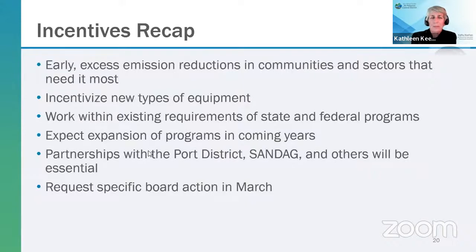So to recap and summarize, the district uses incentives to achieve early excess emission reductions in places where they're most needed. The programs incentivize the transition to new technologies like zero emission equipment. The programs must work within the timelines and guidelines provided by our state and federal funding partners. We expect opportunities for incentives to grow, given the state's emphasis on transitioning to zero emission equipment. And we know that partnerships with other agencies will be key to the success of these programs. We'll be back to you in March to discuss some program and budget adjustments to address additional funds. Next slide, please.